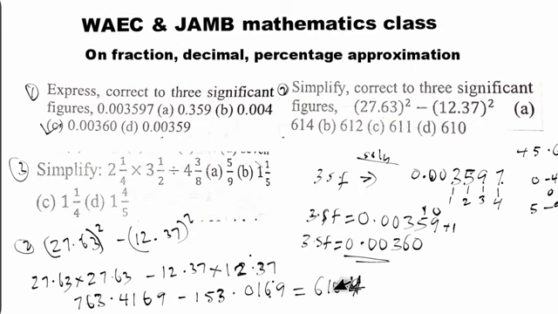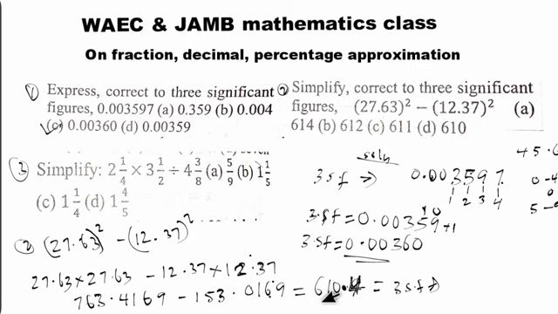Now, the question says we should leave it in three significant figures. So let me write it well. We have 610.4. Now if you want to leave it in significant figures, note that this is an example where the whole number is greater than 1, because the whole number here is 610, which is greater than 1.